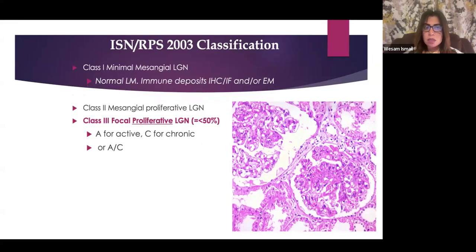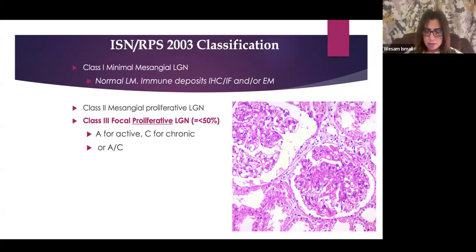And then we come to class 3, which is usually what we call the proliferative classes, which are class 3 and class 4, which are usually the main indication for the biopsies that you take. Now, the difference between class 3 and class 4 is that class 3 involves less than 50% of the glomeruli, so it's focal, and class 4 involves more than 50% of the glomeruli, so it's diffuse. This is the main difference. Otherwise, these two classes are more or less the same.